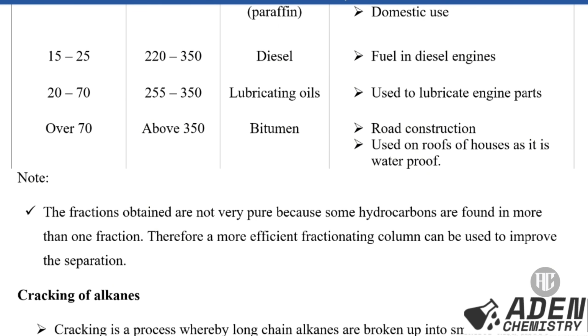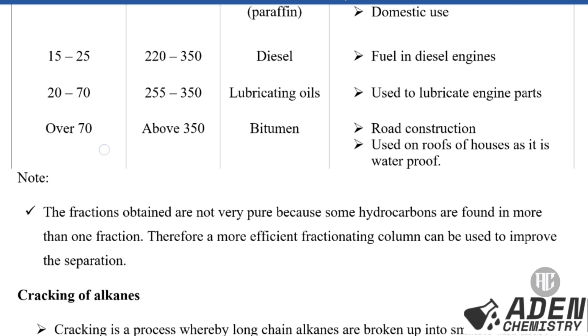We see number of carbon atoms of between 20 to 70. It will be distilled off at a temperature range between 255 degrees Celsius to 350 degrees Celsius, and the name of the fraction product is called lubricating oil. So what is the use of lubricating oil? It is used to lubricate engine parts in order to reduce friction.